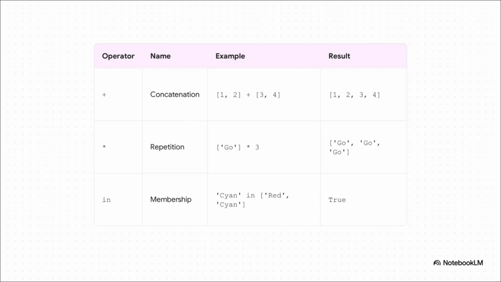The plus sign, it just smashes two lists together to make a bigger one. The asterisk, it just repeats the items in a list. Now, one key thing to remember is that both of these operations create a brand new list. And then you have the in operator, which is like a little detective. It just peeks inside and tells you, yep, that item's in there, or nope, couldn't find it.